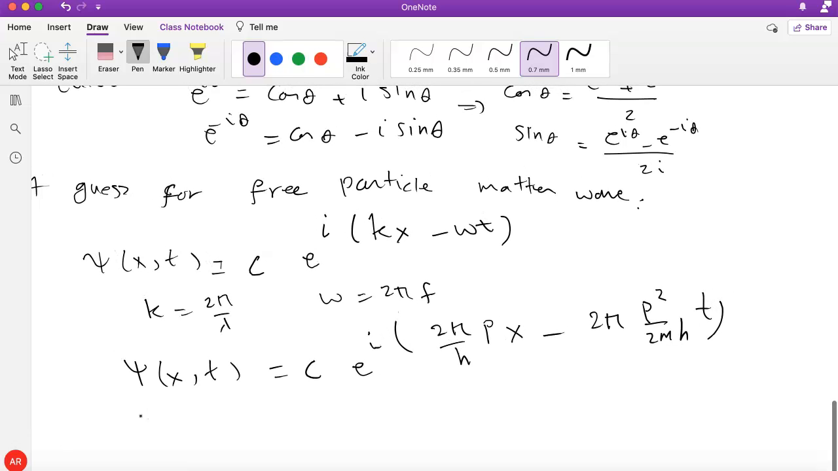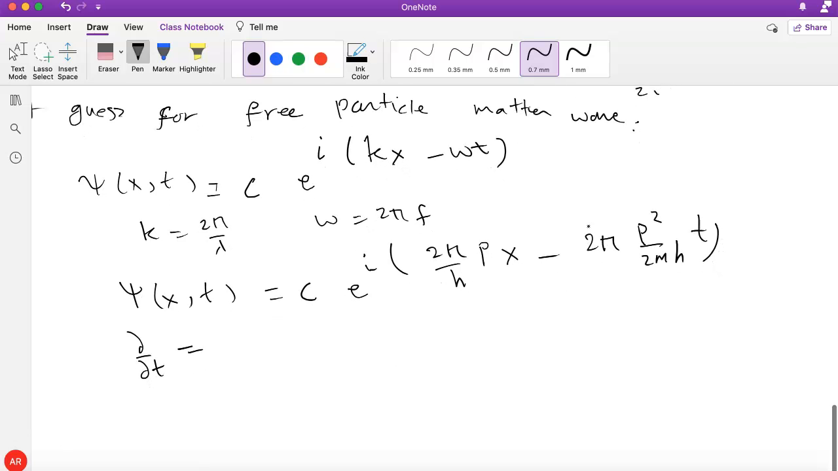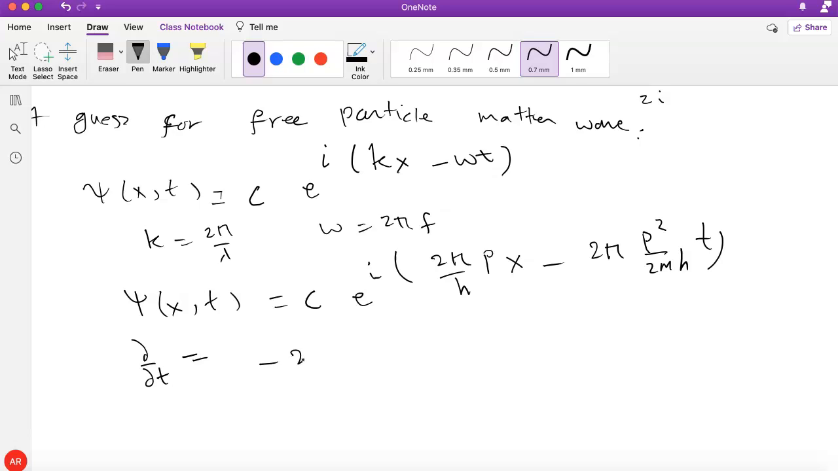So if I take, for example, the derivative with respect to time of that expression, I get a factor of, remember, the derivative of e to the alpha with respect to alpha is just e to the alpha, right? So if I use the chain rule, it's minus 2 pi i p squared over 2mh. That's the coefficient of t in the argument of the exponential times psi of x and t. The derivative with respect to t of psi of x and t is equal to that.